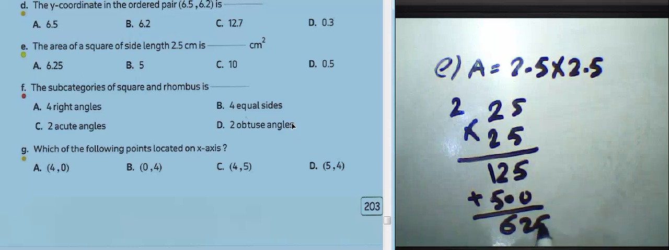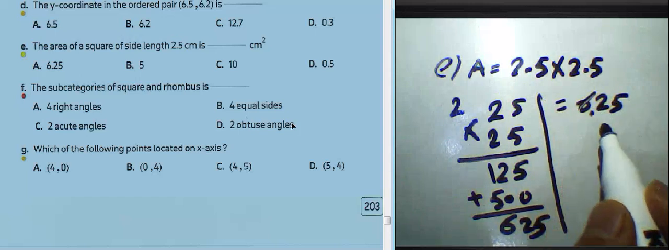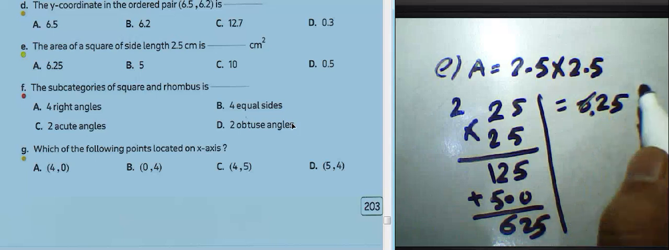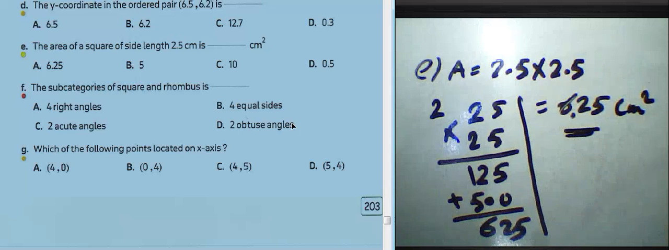The result will be 625. Then the area will be 625, and then put the decimal point after 2 digits here. 625 square centimeters. It's the area of a square.